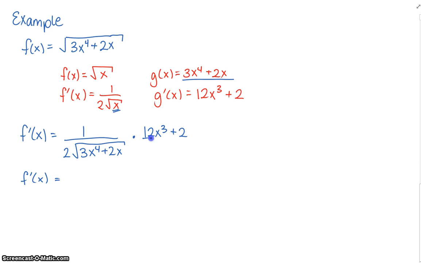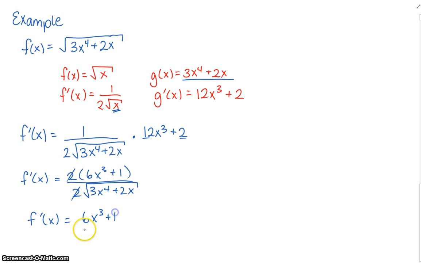Now if you notice, there is also a factor of 2 in both of these, so we can take out a 2: 6x cubed plus 1 all over 2 root, and the 2's will cancel. So our derivative, once it's simplified, will become 6x cubed plus 1 all over the square root of 3x to the 4th plus 2x.